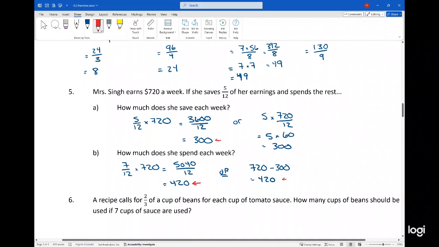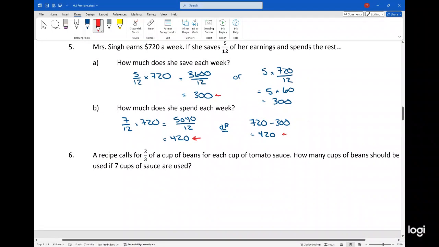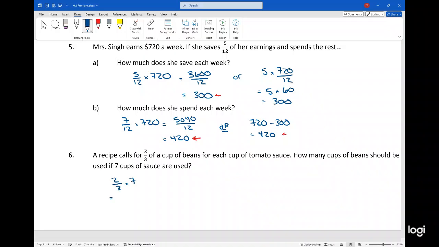All right, one more. A recipe calls for 2/3 of a cup of beans for each cup of tomato sauce. How many cups of beans should be used if 7 cups of sauce are used? So that's just really saying you need 2/3 times 7. And that one's easy enough, 14/3.